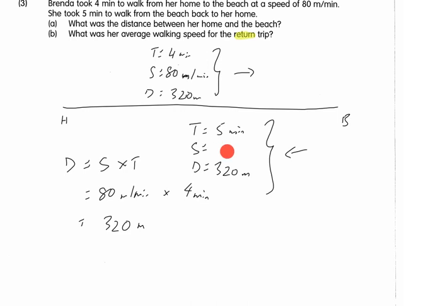It's different from the average speed of the whole trip. The average speed of the return journey is different from the average speed for the whole trip. You got it right? Do you understand?